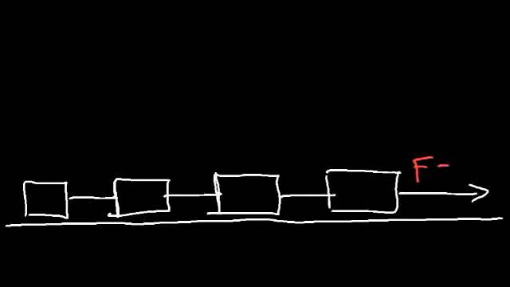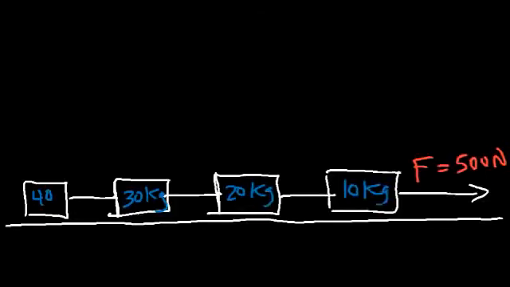So now it's your turn. Try this example. Let's say you have 4 blocks. Calculate the tension force in each block. And let's say the force is 500 newtons. This is going to be a 40 kilogram object. This is 30, 20, and 10. So feel free to pause the video and work out this example.